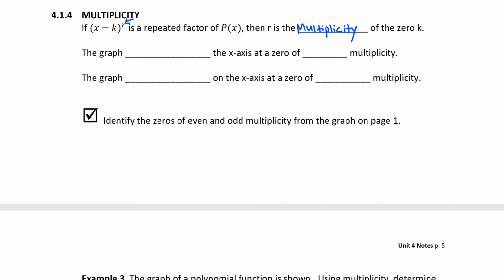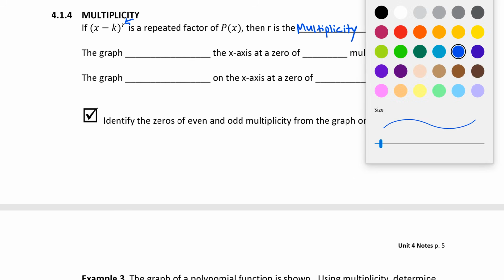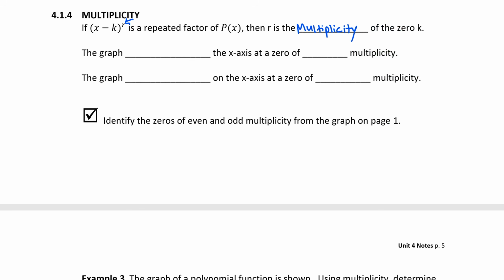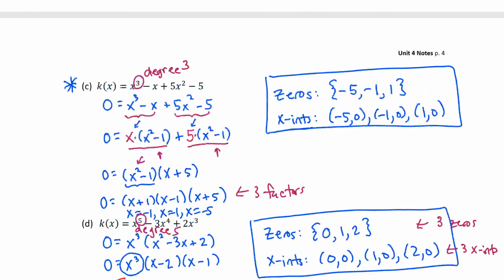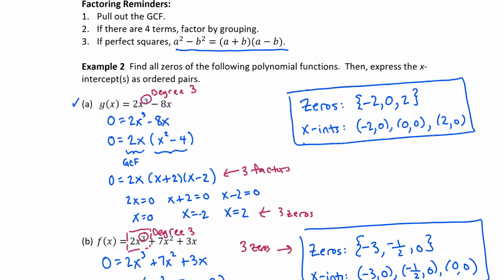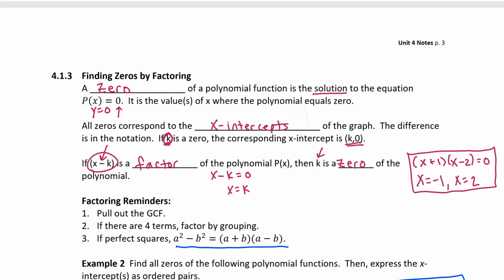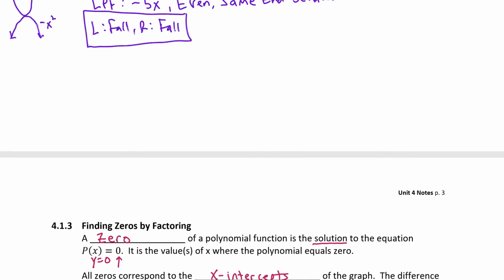Observing if that multiplicity is even or odd predicts the behavior of the graph at the x-intercept. The graph crosses the x-axis at a zero of odd multiplicity, and the graph bounces on the x-axis at a zero of even multiplicity. So let's go back to the very first page of our notes and observe the behavior of the graph at the x-intercepts and determine if that represents even or odd multiplicity.